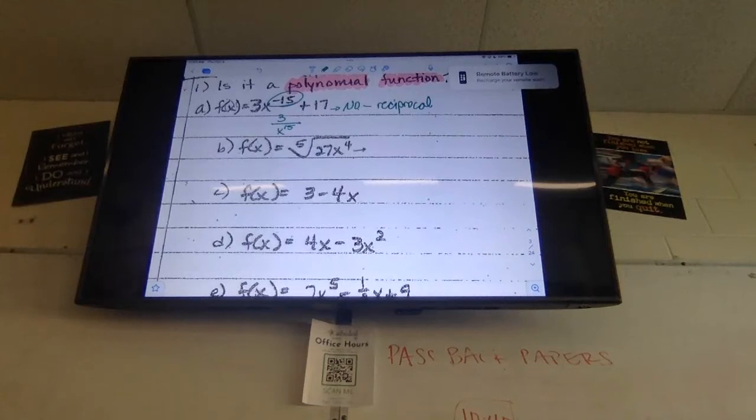Is that a polynomial or no? No. Why not? Good, because of the radical. The fifth root. So it's a radical function. What about C? I'm going to count C.